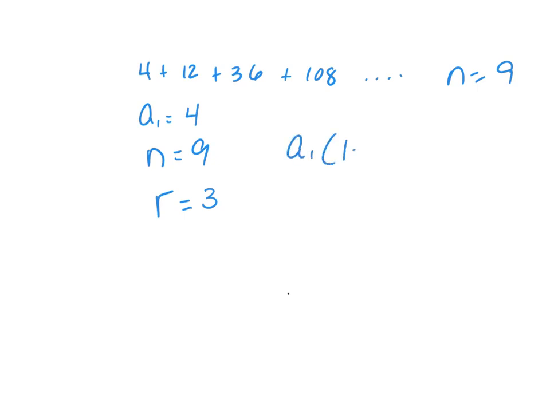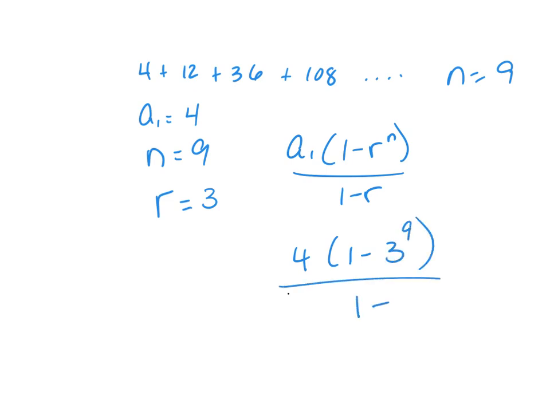A1 times 1 minus R to the N over 1 minus R. So we just put in the numbers and put it in our calculators. So the answer is 39,364 when you put that in your calculator.